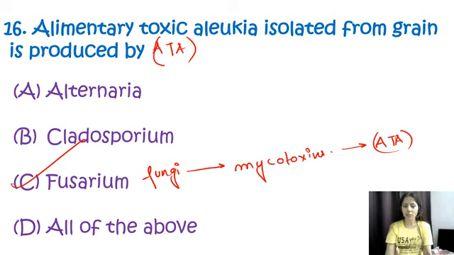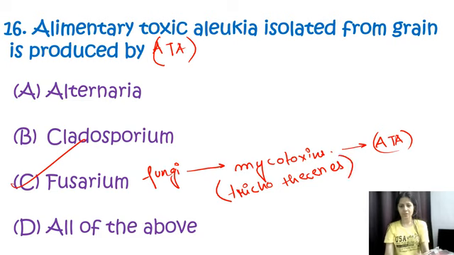Now these mycotoxins, for example, are trichothecenes. These contaminate the grains and can cause severe illness in human beings when ingested. So over here my correct option will be C, that is Fusarium.